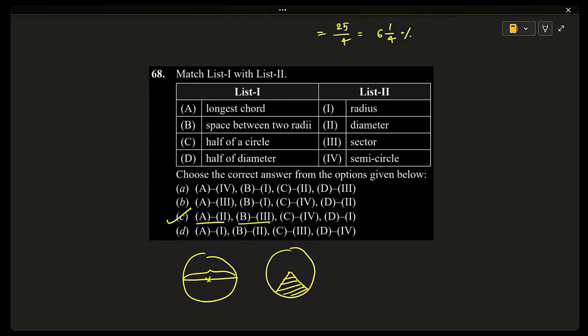A2 matched correctly, B3 matched correctly. Now see, half of a circle. You take a circle and divide into two pieces. Each piece is called a semicircle, that is 4. C4 matched correctly. And D, half of diameter. If you take this is the diameter, the half of the diameter, this part is called the radius. So that is option 1. So that is D1. Everything matched correctly with option C.